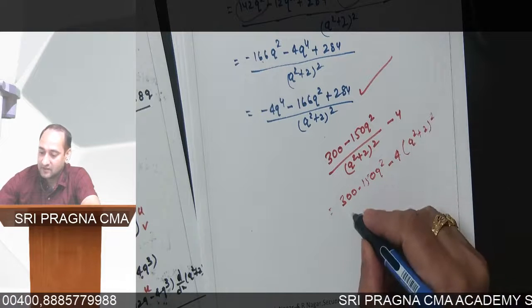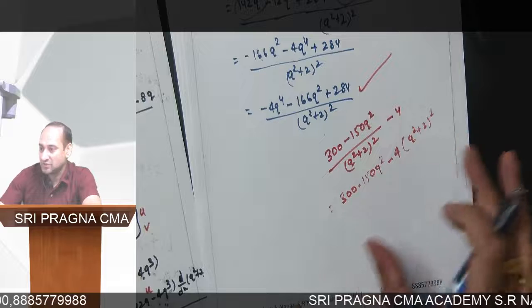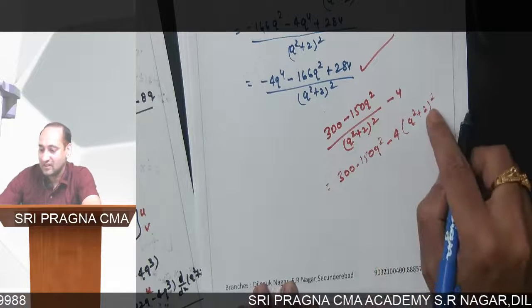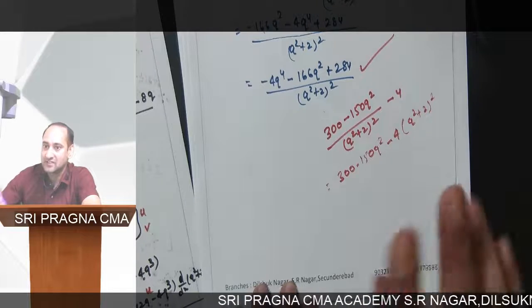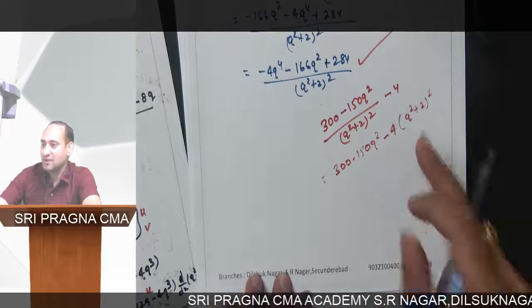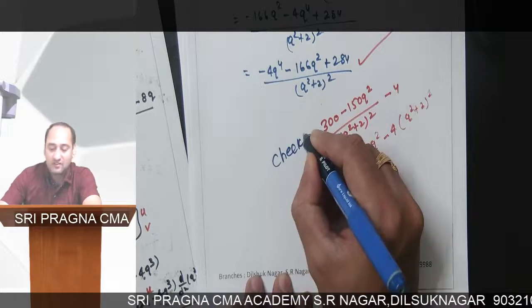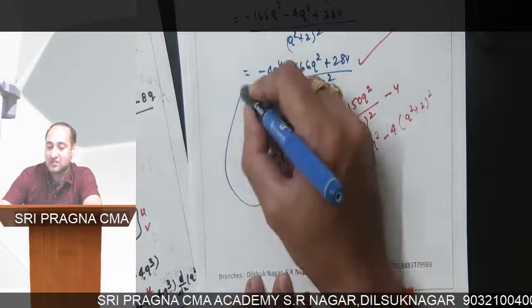Okay, let us see. So 300 minus 150 q square minus 4 q square plus 2 ka whole square. Okay, I am leaving the denominator part. Anyhow I am not carrying the denominator. Let me put it finally. Let me solve this first. Denominator I will put at the last. Why carry the denominator? I just want to cross verify. This is a checkpoint, right? We are just checking the answer. The answer should come to this one, right?